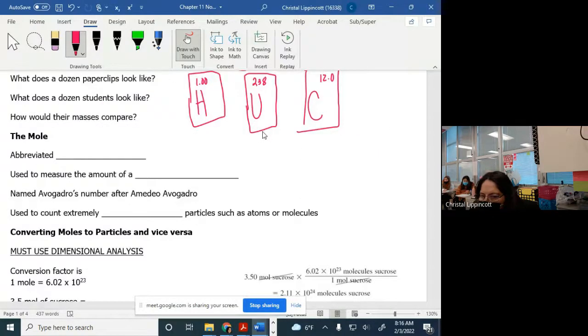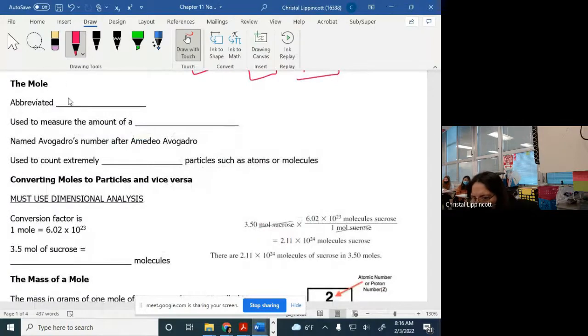All right. So mole is abbreviated, and get this, how much this saves you: M-O-L. I know, it's crazy. Sometimes you will see it abbreviated with the letter N. I don't know why. I can't tell you. It just is.